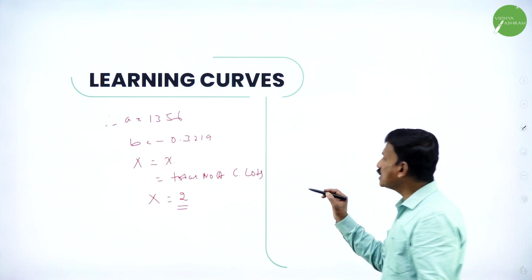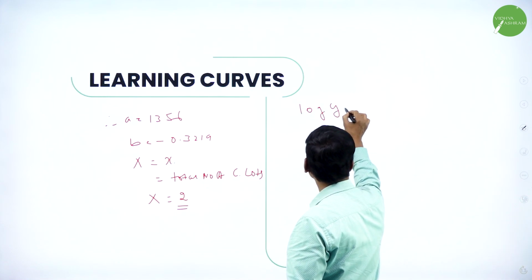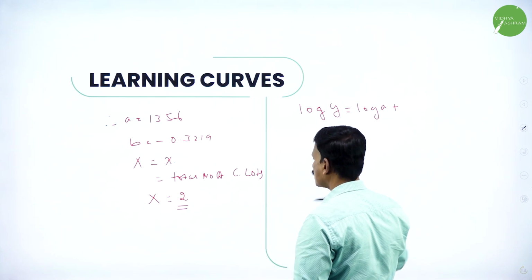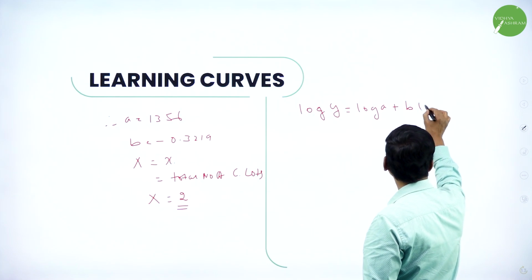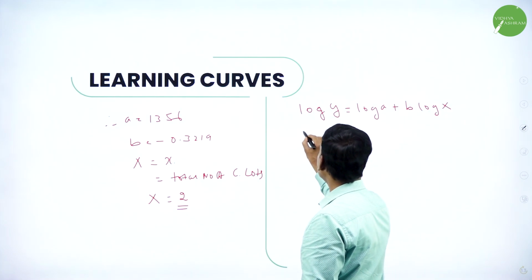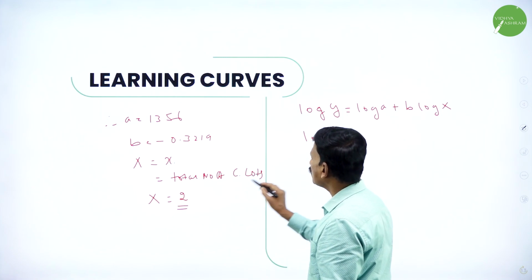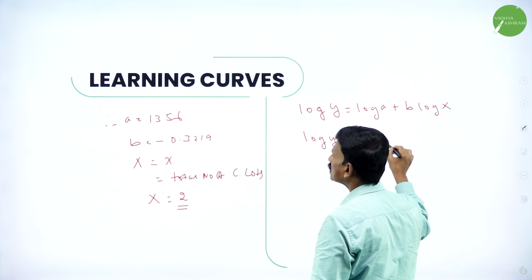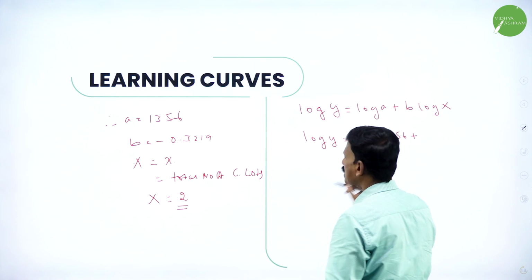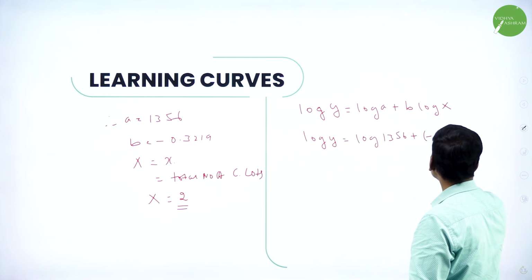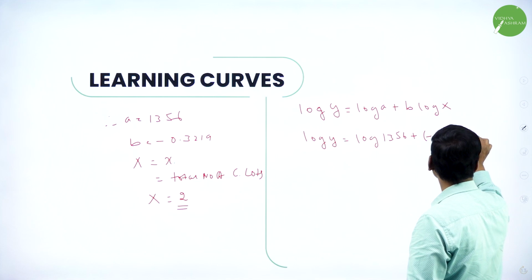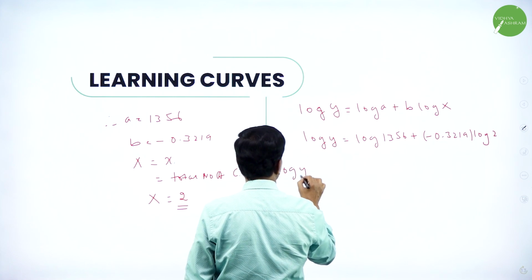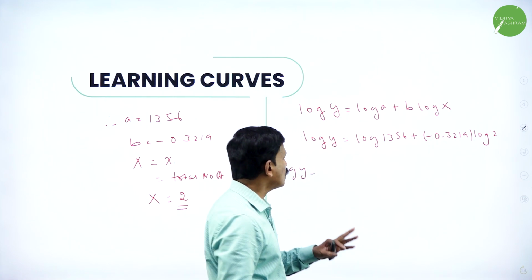Right. Now substitute this in the equation. Logarithm of y is equal to logarithm of A plus b into log x. Substitute here: log y is equal to logarithm of A, that is 1356, plus b, which is minus 0.3219, into logarithm of x, which is 2. So just find out logarithm of 1356.